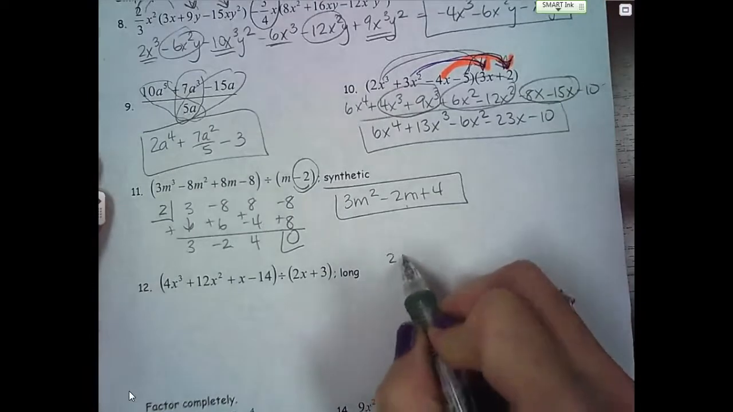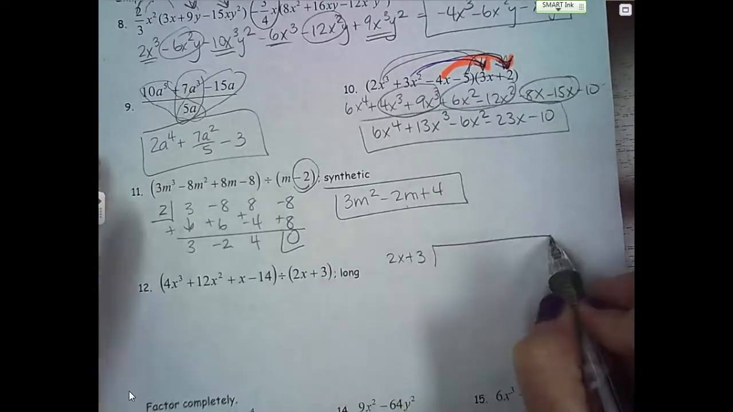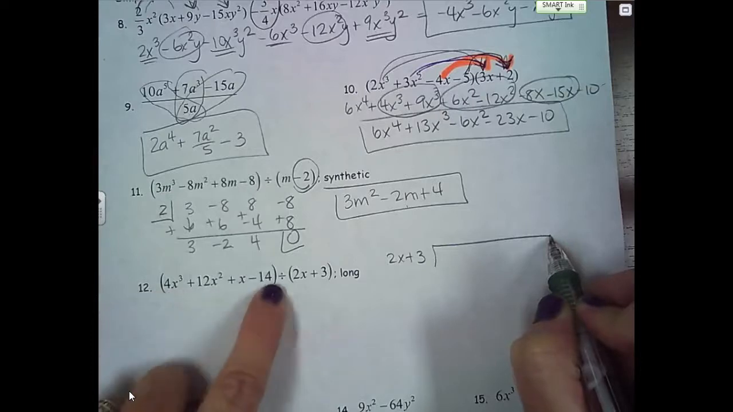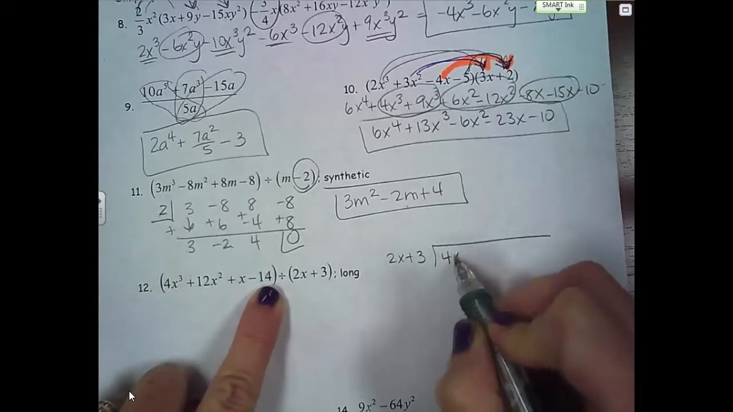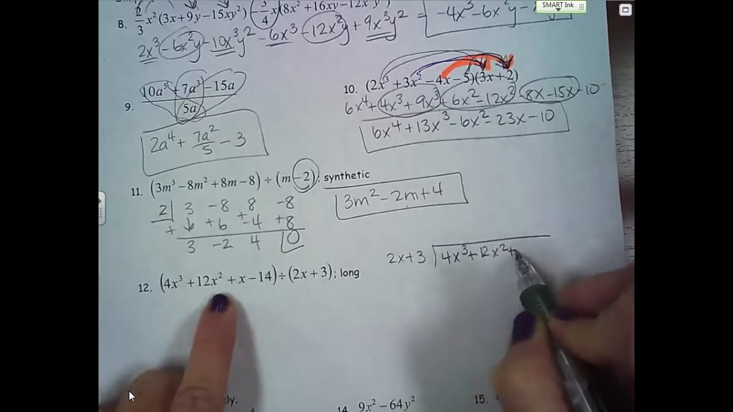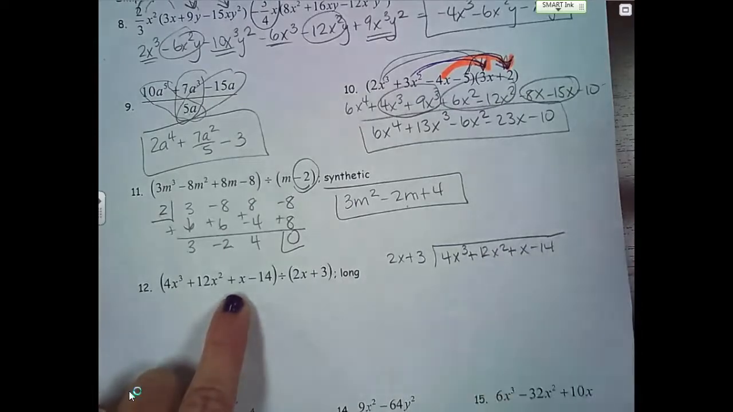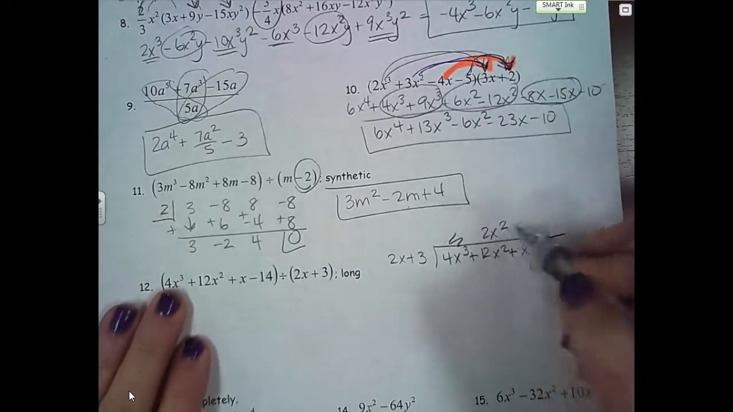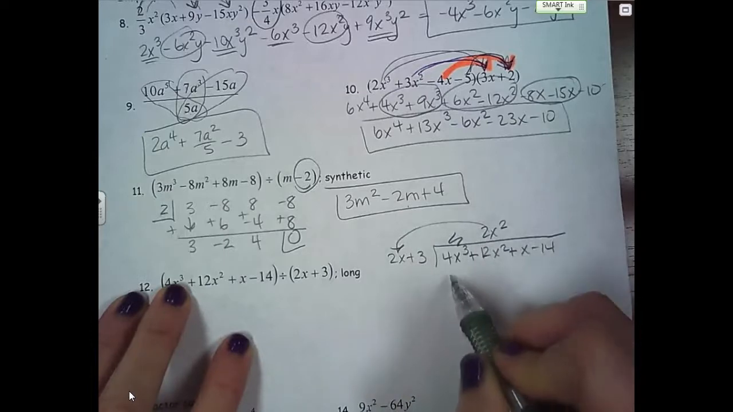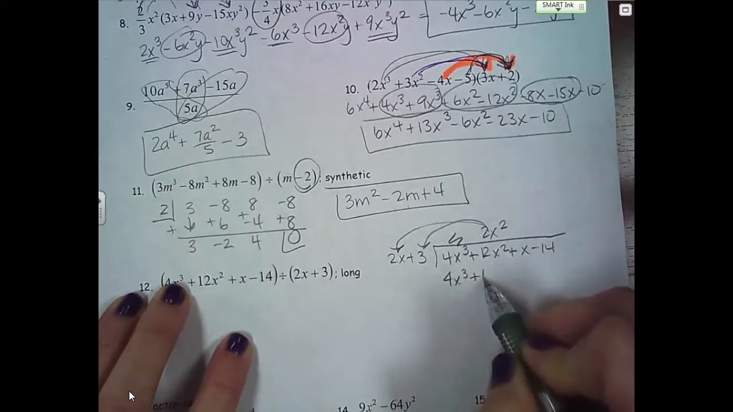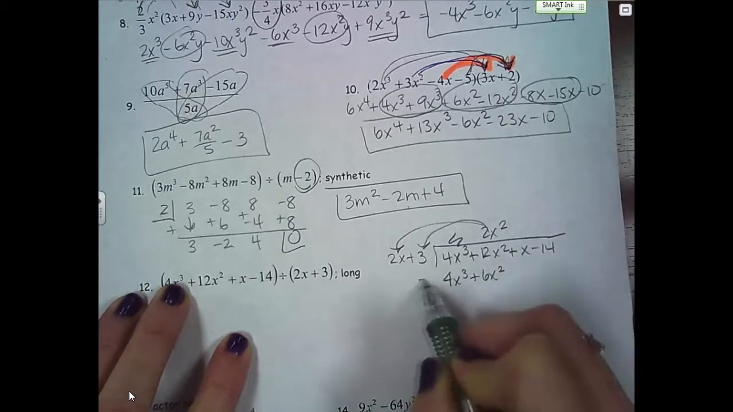All right, long division, 2x plus 3, and divide it in. Make sure you have a spot for every term: x cubed, x squared, an x, and a constant, so you're good. Remember, if you're missing one, don't forget to put in your 0. Nothing goes here, so we're going to start with 2x squared. Remember, 2x squared times 2x is 4x cubed, and then you have to do it this way too. So plus 6x squared. You subtract.